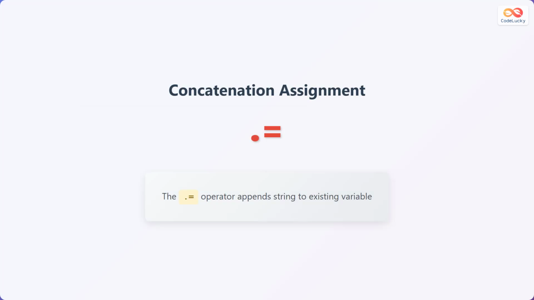The concatenation assignment operator is represented by a dot, followed by an equals sign. This operator appends a string to an existing variable. Instead of creating a new string, it modifies the original variable by adding the new string to the end.